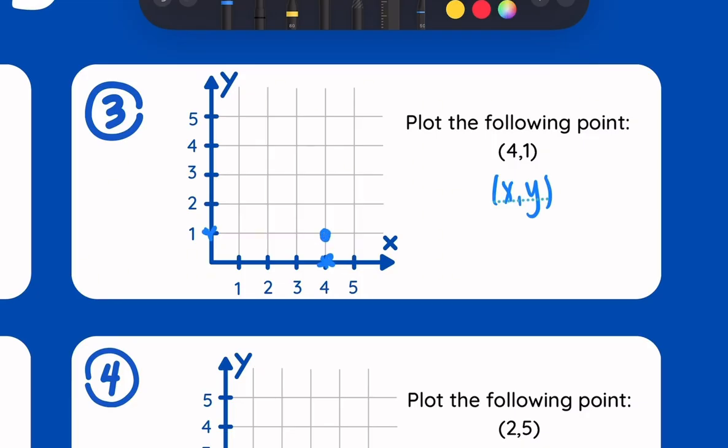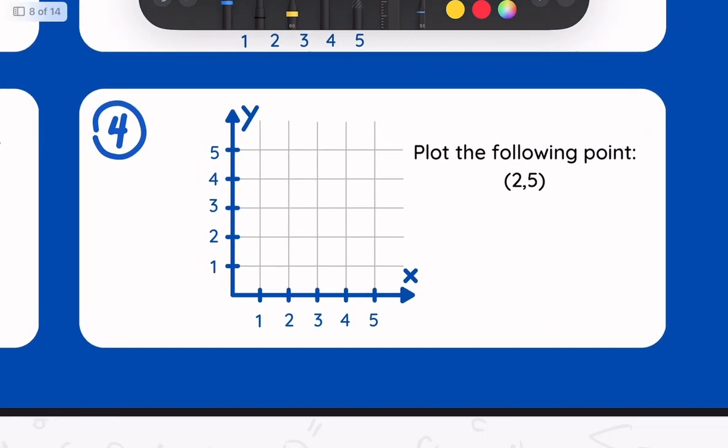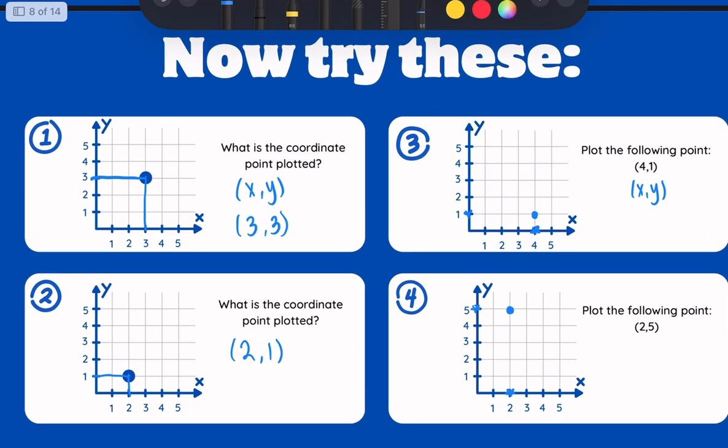Now let's try this one, 2, comma 5. My 2 is my x, so right here. And my 5 is my y, which is right here. So that means they're going to meet exactly right here. And that's it.